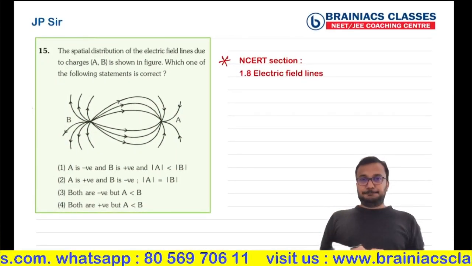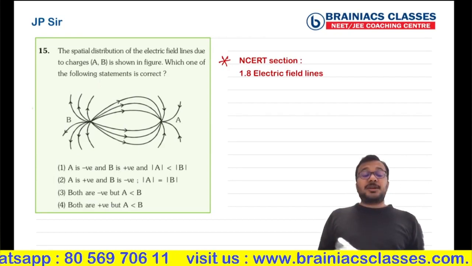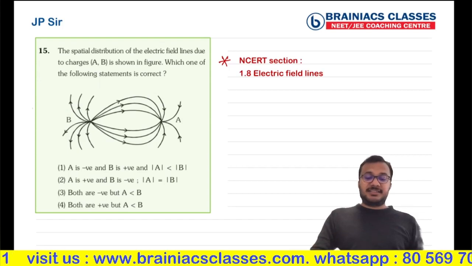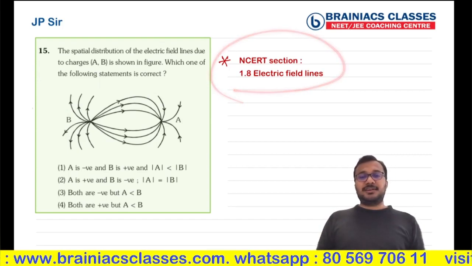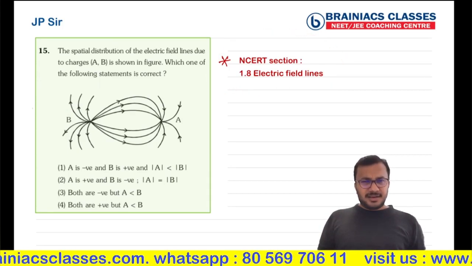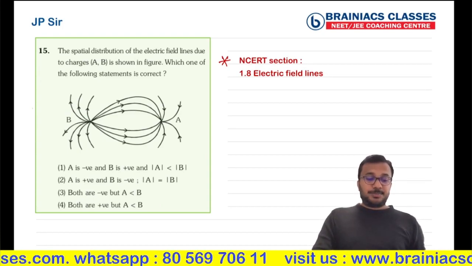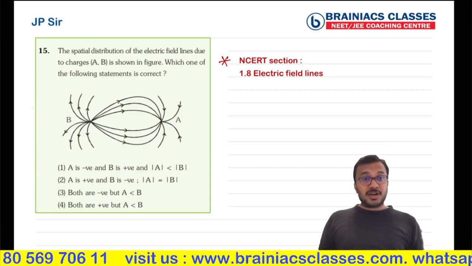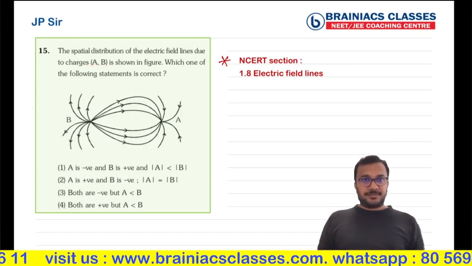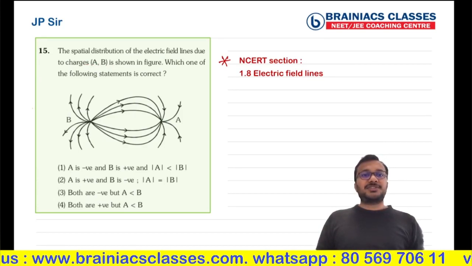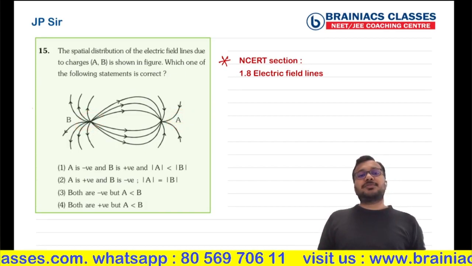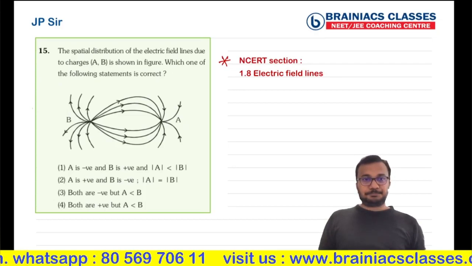Question number 15. I have taken question number 15 from electric field lines, NCERT section electric field lines. Let's read the question. The spatial distribution of electric field lines due to charges A and B is shown in the figure. Which one of the following statements is correct?